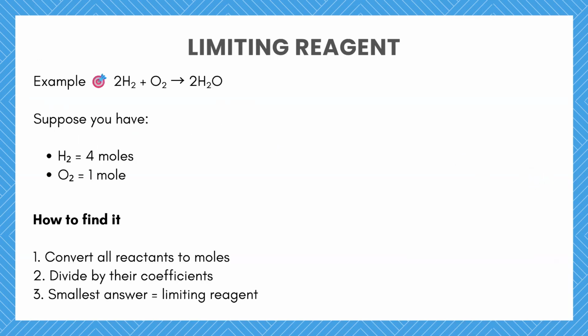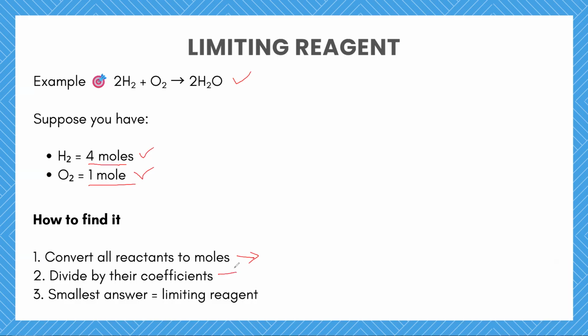So we have this equation on the screen right now. The equation of oxygen reacting with hydrogen to produce water. Now, what is the limiting reagent if you have 4 moles of hydrogen and 1 mole of oxygen? Let's find out. So the first thing to do would be to convert all reactants to number of moles, and that has already been done. We have 4 moles of hydrogen and 1 mole of oxygen.